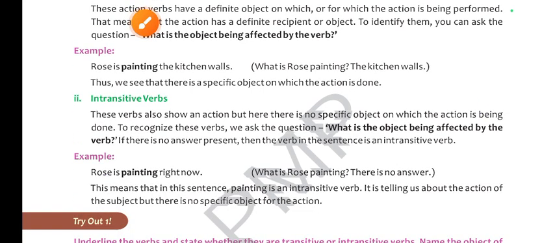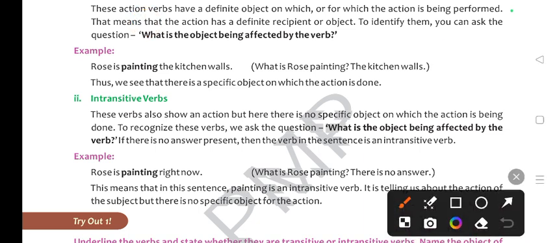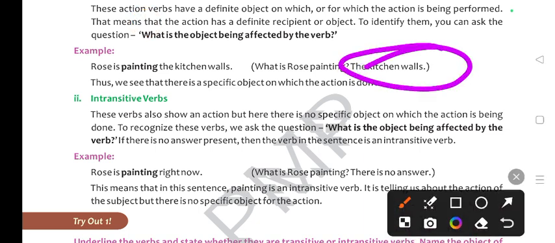Let's try to understand with some examples. For example, here, Rose is painting the kitchen walls. So what is Rose painting? The kitchen walls. Yes, so an object is required. So if the object is required in a sentence, it is an example of a transitive verb. Understood?